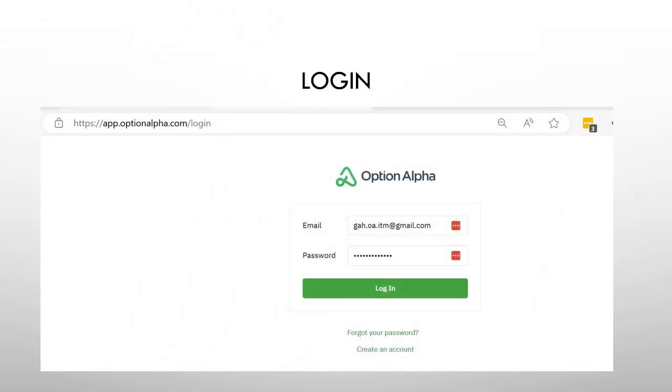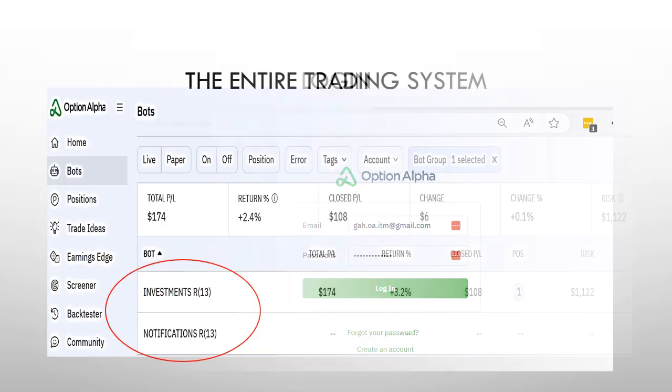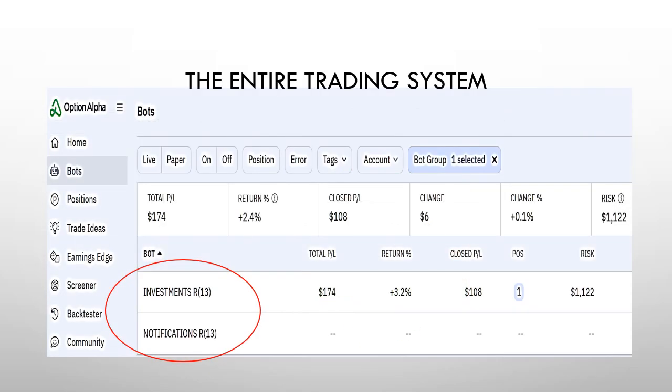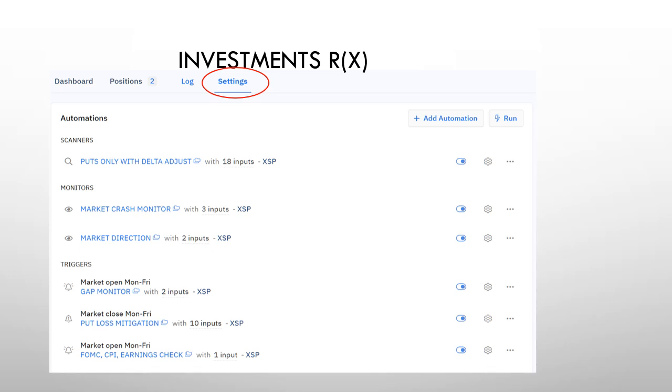We've used OptionAlpha.com to develop the bots that automate our entire investing process. The entire trading system is made up of two bots, investments and notifications. Under the settings menu in the investment bot, you'll find 6 automations.